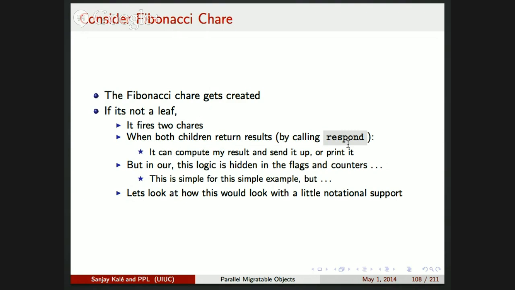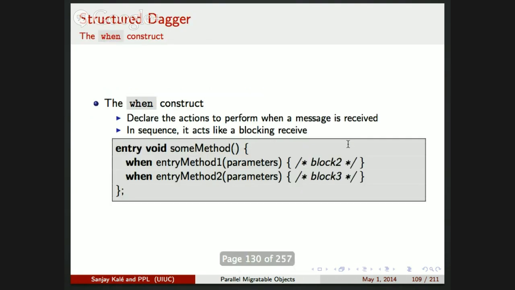So it has this template of the communication pattern it's supposed to have, and what we want to do is capture this at a higher level in the code, so that it's easier to read, easier to code, easier to understand. So, as a little notational support, we introduce Structured Dagger. Structured Dagger adds some additional constructs to the CI file. So when we're defining these entry methods that chares can respond to, we now have some additional constructs.